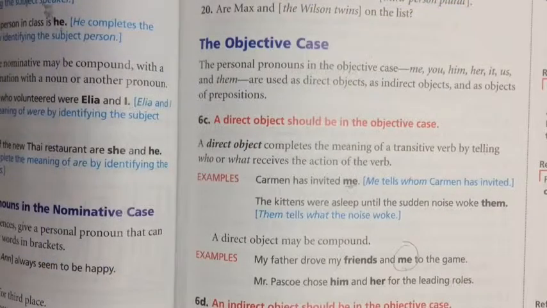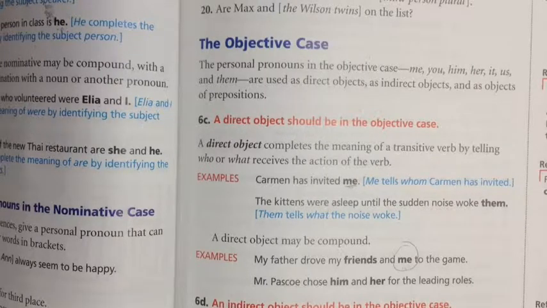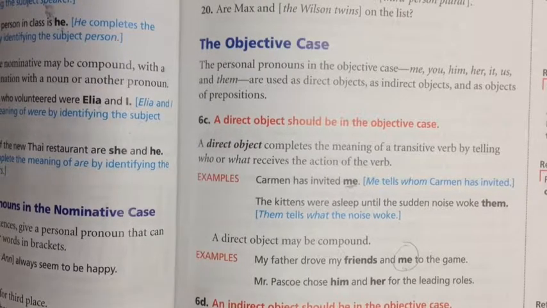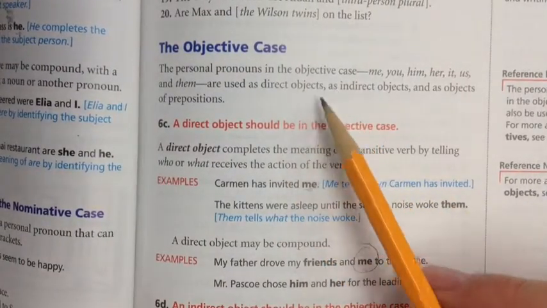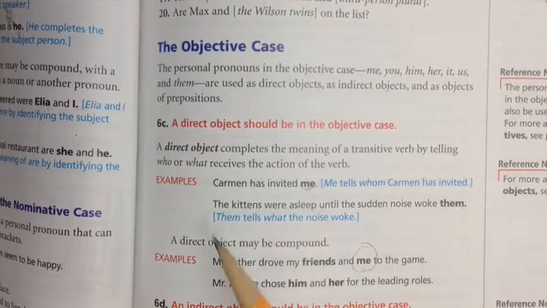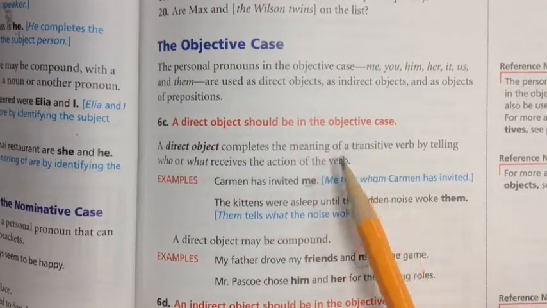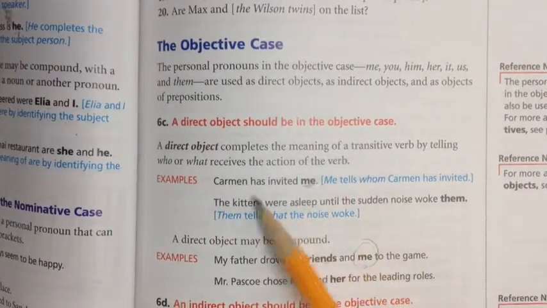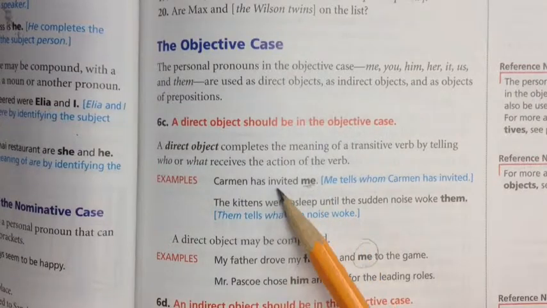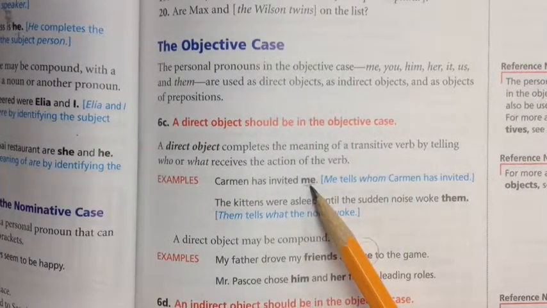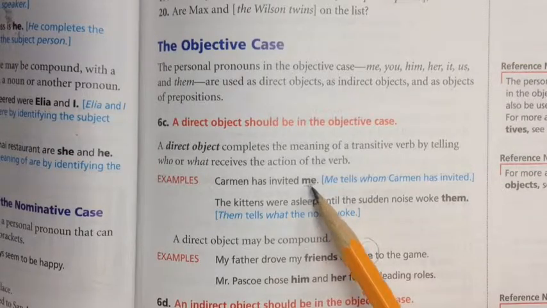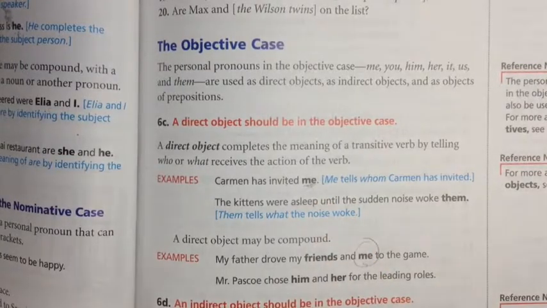All right, so next up we have the objective case. Now, the objective case is what you use for objects, and there are several types, and those are indirect objects, direct objects, and objects of prepositions. So here we go. A direct object should be in the objective case. Here we have a direct object. Carmen has invited me. This is the verb. Me receives the invitation, so that's receiving the action. So we would use the objective case from that second column.